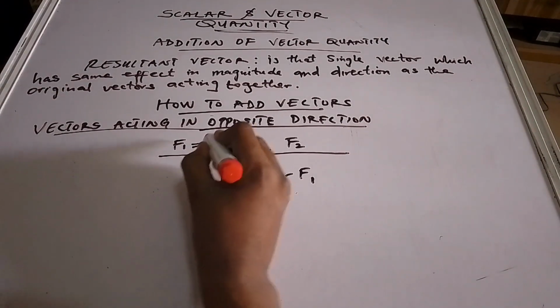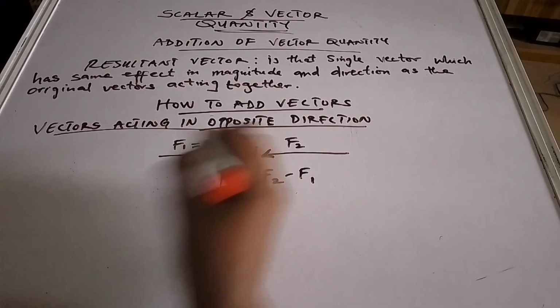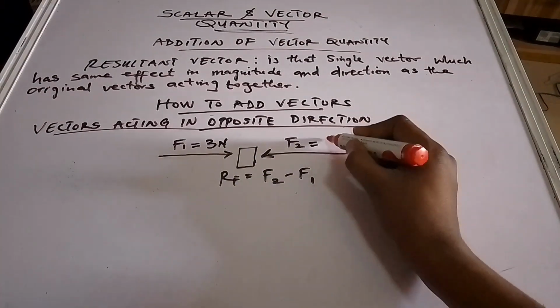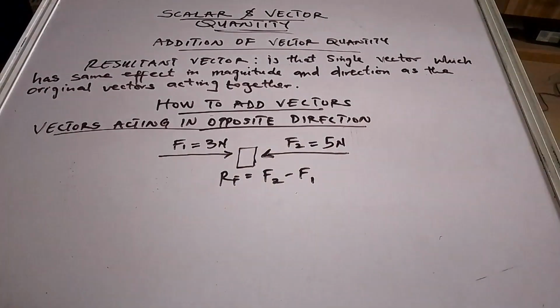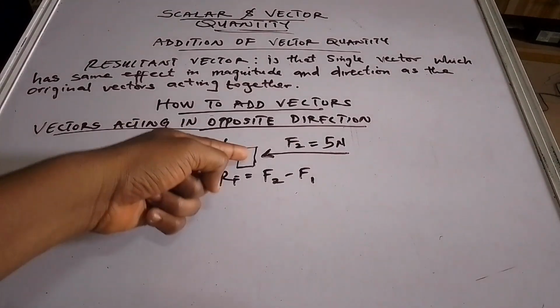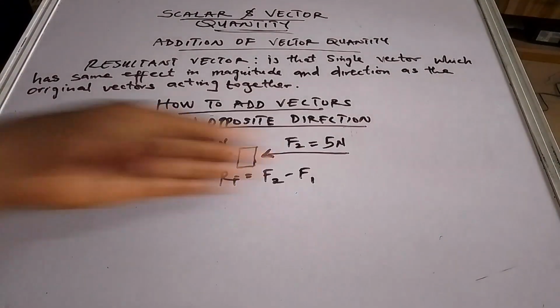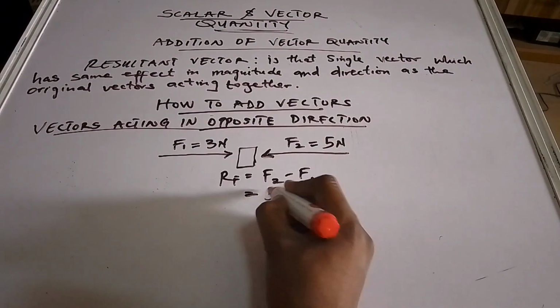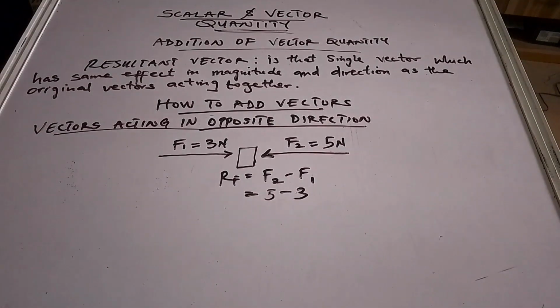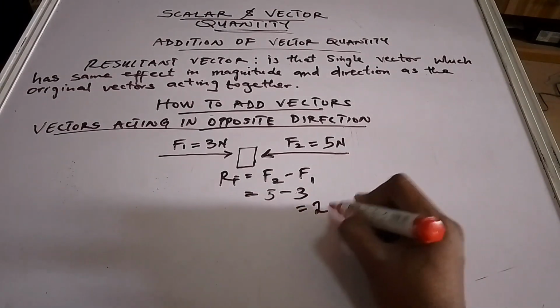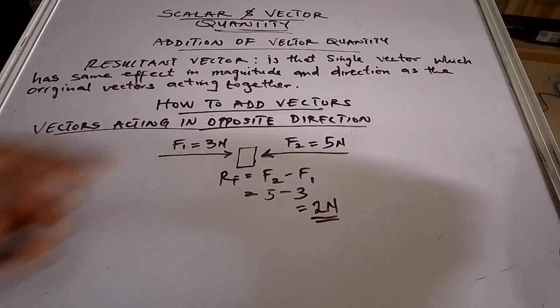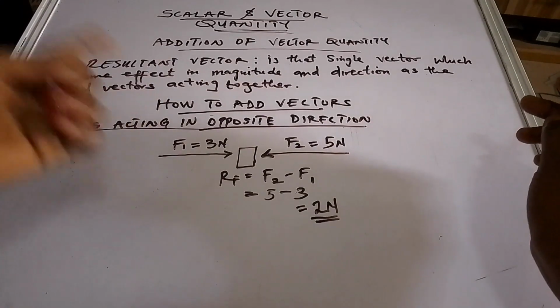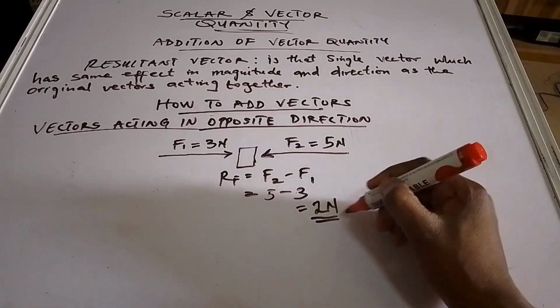So let's say this one is taken as 3 Newton, and this one is taken as 5 Newton. What is going to be the resultant force or resultant vector on this block? Since the forces are acting in opposite directions, we have this formula. Our resultant vector is going to be 5 minus 3, which gives us 2 Newton. So the overall or resulting force acting on this block is 2 Newton.